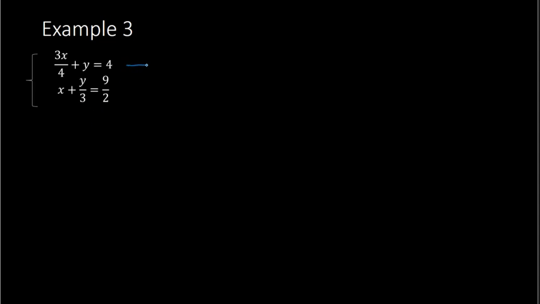Alright, so look at the first equation right here. For both equations, I want to multiply everything by the least common denominator. So for the first equation, the only denominator is 4. So if I multiply everything by 4, then I will get the fraction gone. So I do 4 times everything. So 4 times 3x over 4. If I do that, the 4's would cancel and I'm left with 3x. Alright, and then 4 times y is 4y. And then 4 times 4 is 16. So multiply every term on both sides by 4.